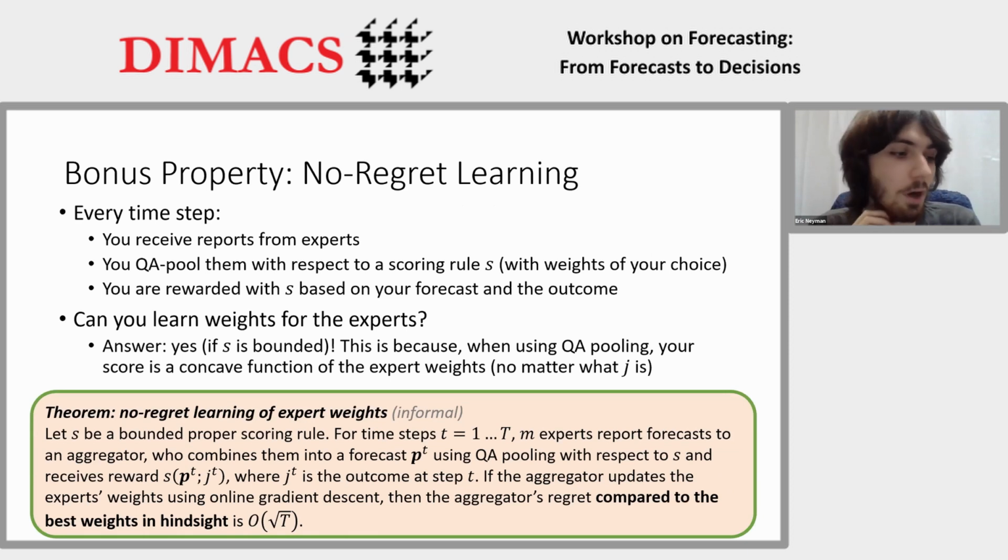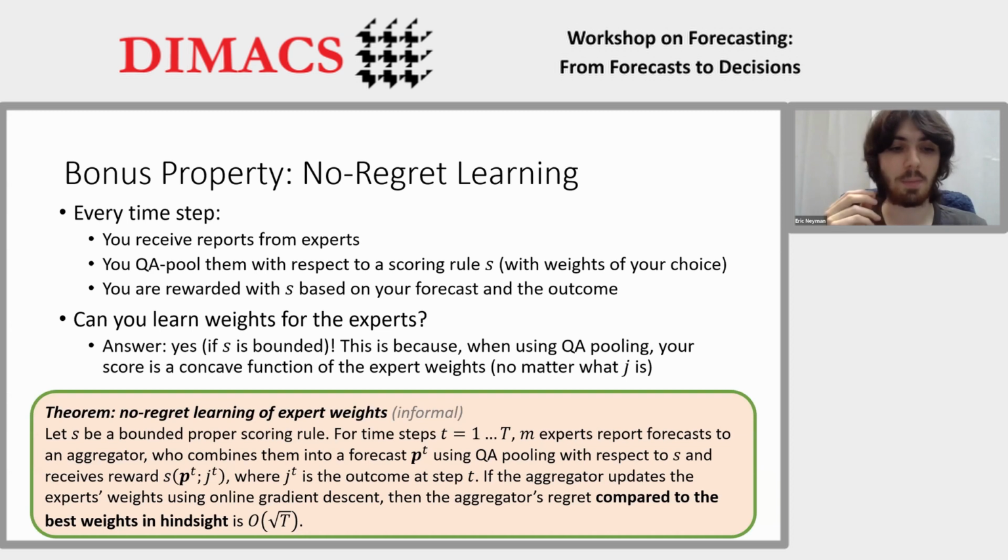Right, so I hopefully convinced you that QA pooling is fundamental, or at least quite natural. So then where do we go from here? What new vistas does this open up for us now that we have this definition? And a really natural question to ask is about no regret learning of expert weights. So, here's the setting. You receive expert opinions for T time steps, and you want to QA pool them, but you're free to choose weights.